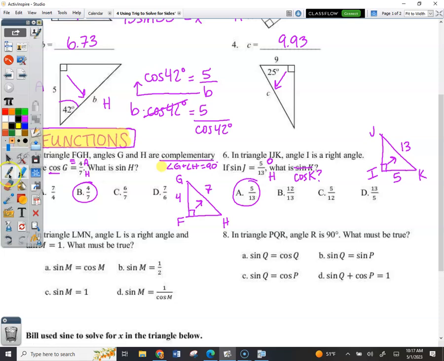So let's look at this one. In triangle LMN, angle L is the right angle. They tell us that tan of M is equal to 1. What must be true? Well, if tan of M, what's the ratio for tan?